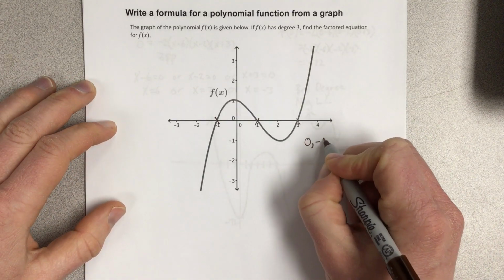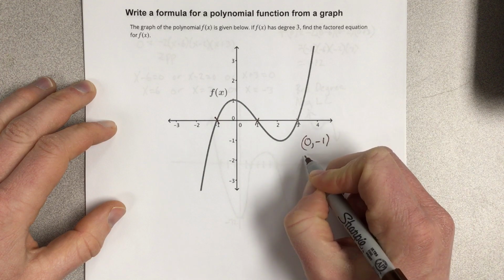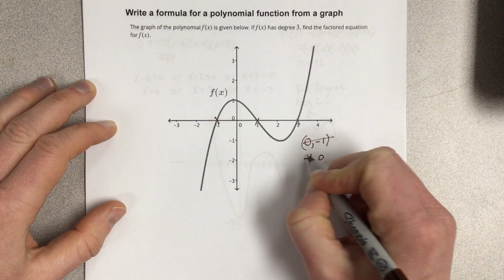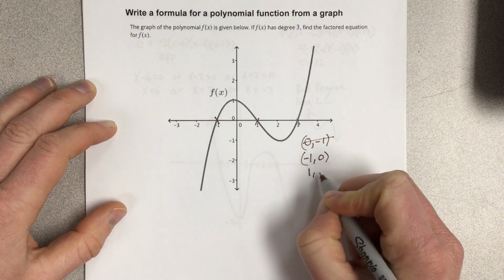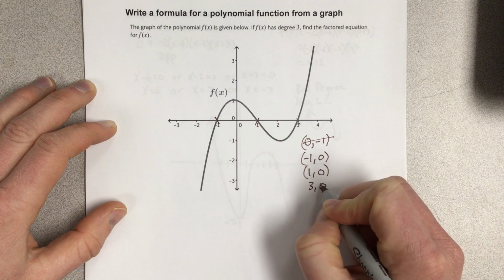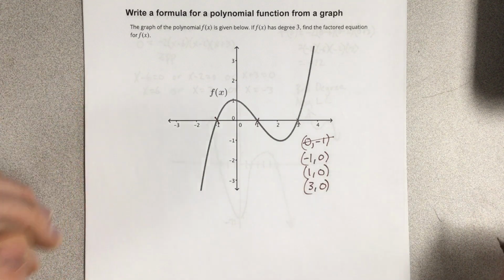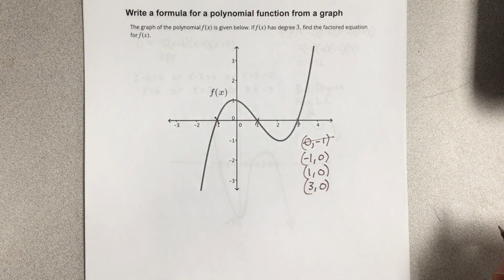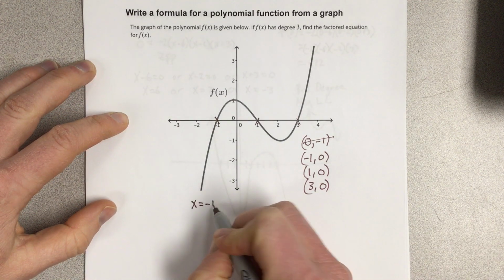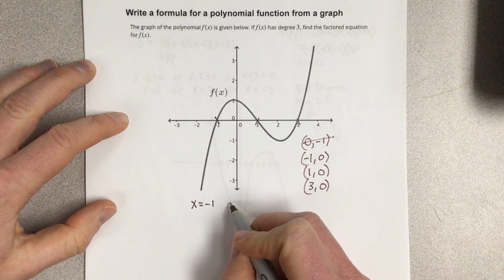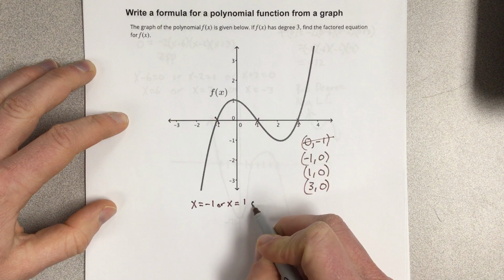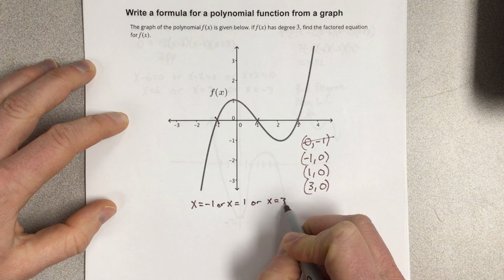Oh, not 0, -1. -1, 0. 1, 0. And 3, 0. So if we kind of work backwards here, we would have x equal -1, x equal 1, like this would be our finishing solutions when we solve this equation, or x equal 3.